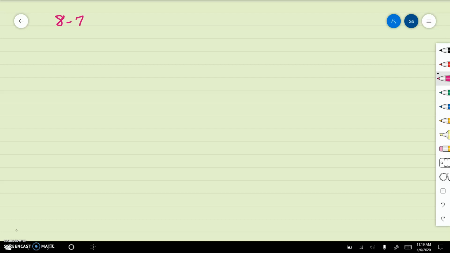8-7 is going to be multiplying binomials again. And all of our problems are going to have two binomials, both with subtraction in them. So here's what I mean. We'll just start with example 1. Just pause the video if you didn't have time to write everything down on the top here.